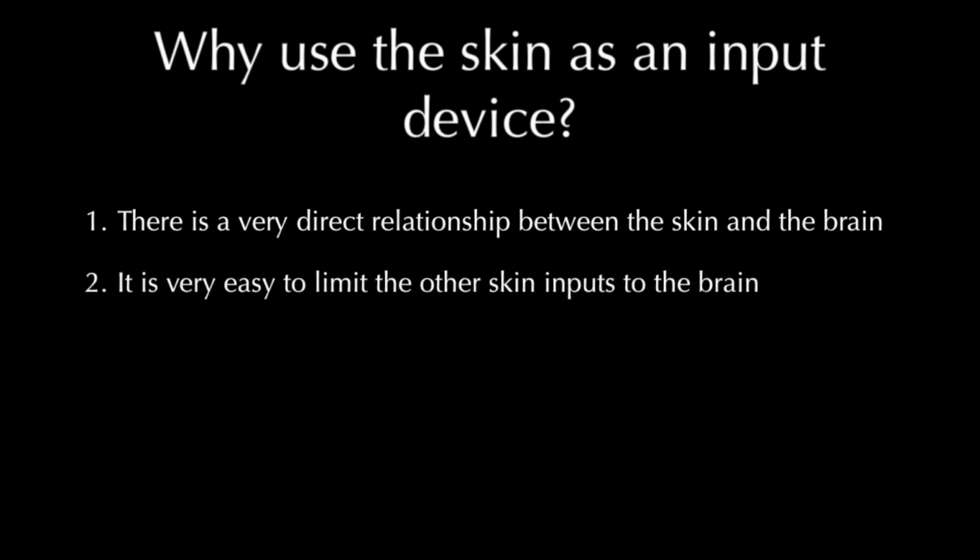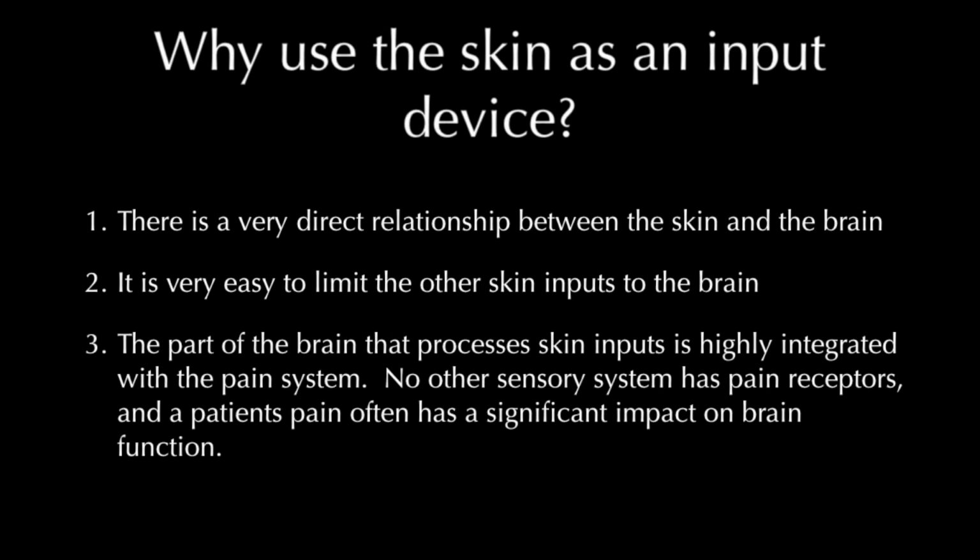Second, it is very easy to limit the other skin inputs to the brain. If the tests were conducted visually, many parts of the brain that are associated with vision would be activated, rather than most of the activity being at two distinct adjacent places. Third, the part of the brain that processes skin inputs is highly integrated with the pain system. No other sensory system has pain receptors, and a patient's pain often has a significant impact on brain function. How that pain alters central information processing is often a very important part of a patient's diagnosis.